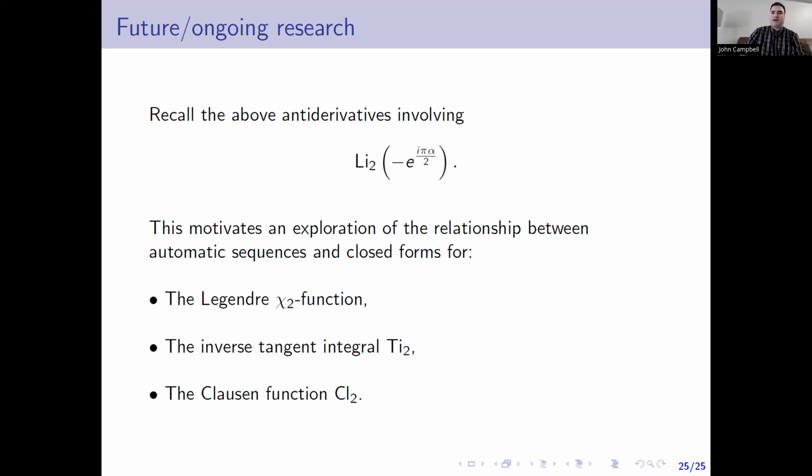Well, this motivates how we could use automatic sequences in a similar way relative to how we obtained dilogarithm evaluations previously, if we were to instead make use of closed forms for the Legendre chi function or the inverse tangent integral or the Clausen function. These are very closely related to the dilogarithm function, and this seems to be a promising area of research to pursue. So this concludes my presentation.